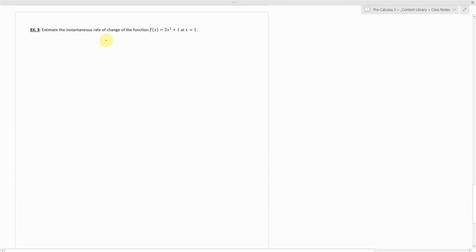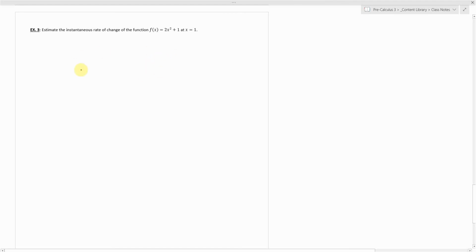So here it says estimate the instantaneous rate of change of the function f of x equals 2x squared plus 1 at x equals 1. So similar idea, this would be a quadratic function. It would look something like that, and we're saying at x equals 1, what's the instantaneous rate of change? What we're going to talk about more as we go into calculus is this idea that instantaneous rate of change is slope on a function. So when we talk about instantaneous rate of change, we really mean what's the slope of this line that's tangent to it? In other words, the line that's going in the same direction at that moment, so it would have the same rate of change as the function at that moment.